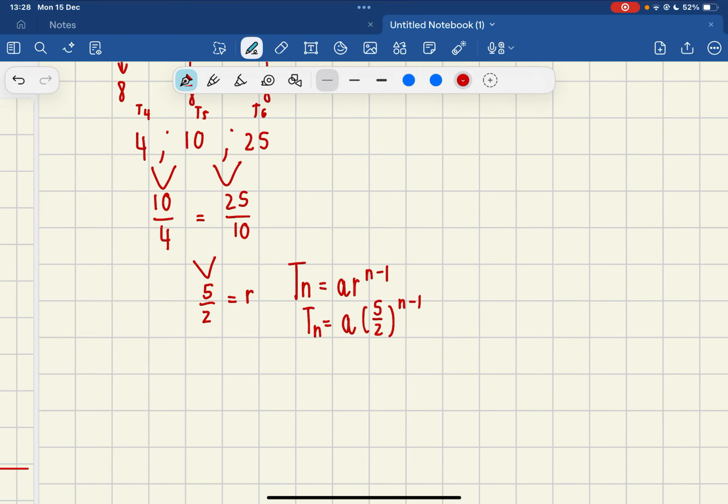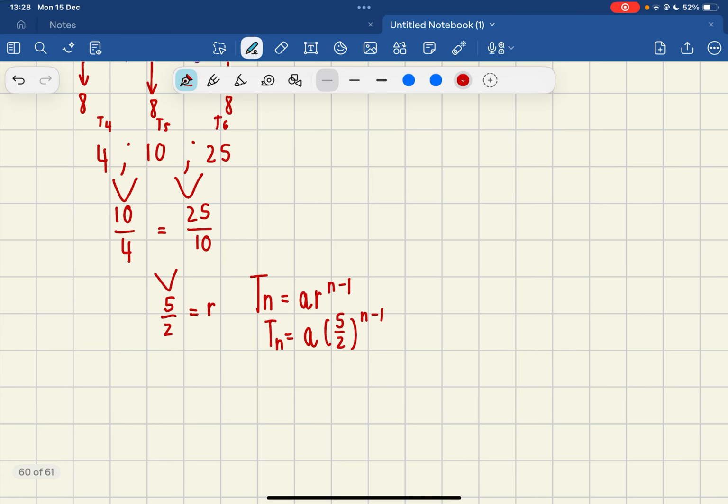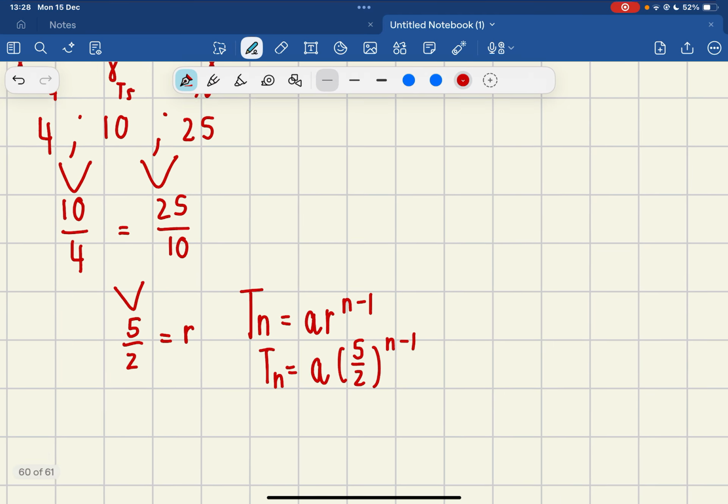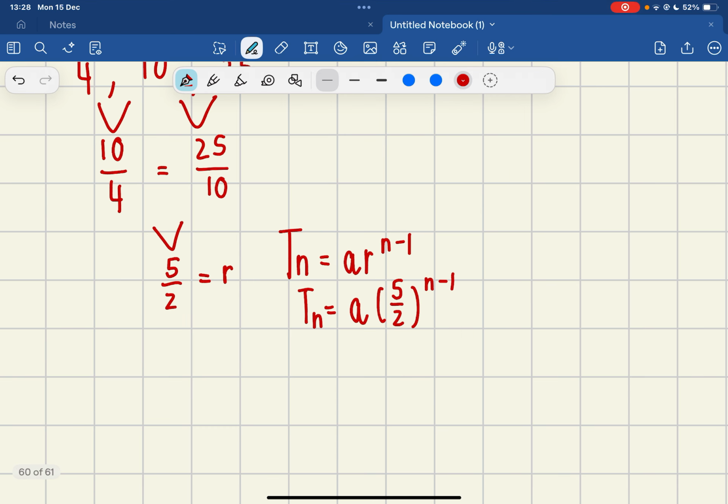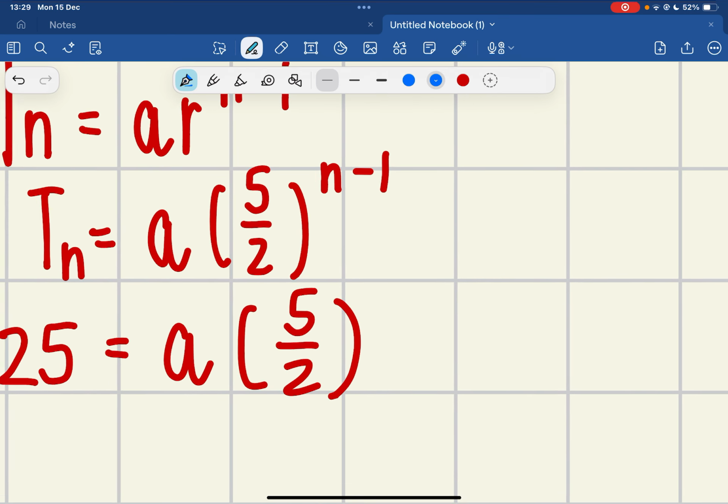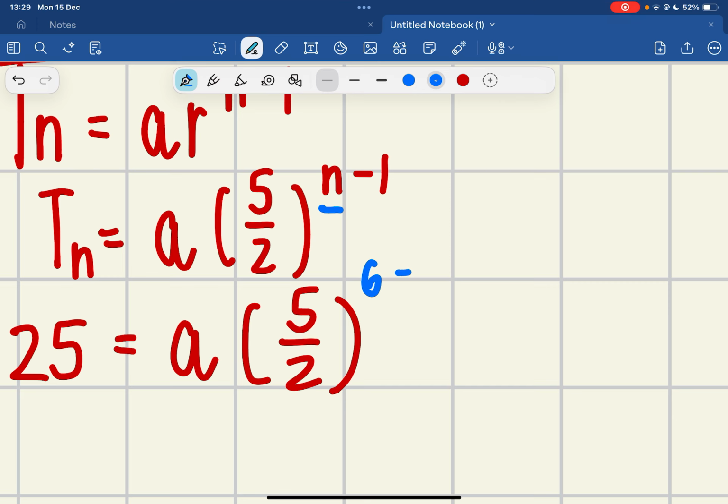Now, boys and girls, I want us to look a bit. What can we fill in this formula? What can we put in to try solve for A, which is our first term? What we can put in is any term here, because we have the value of T4, with the value of T5, with the value of T6. What's the value of T6? Let's just use T6. T6 is 25. So it's 25 and A, 5 over 2. Remember, it's T6, so we're supposed to put in a 6 here. 6 minus 1.